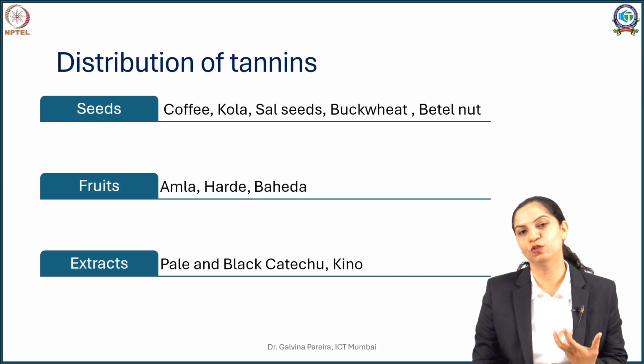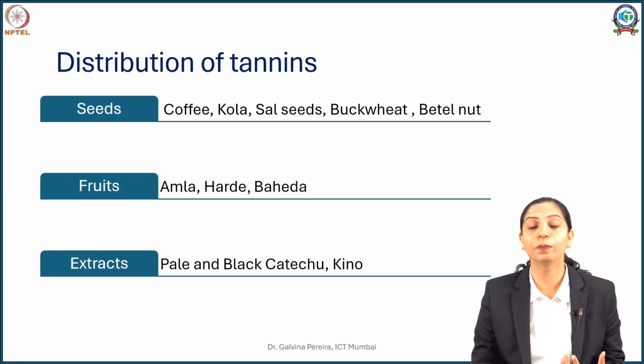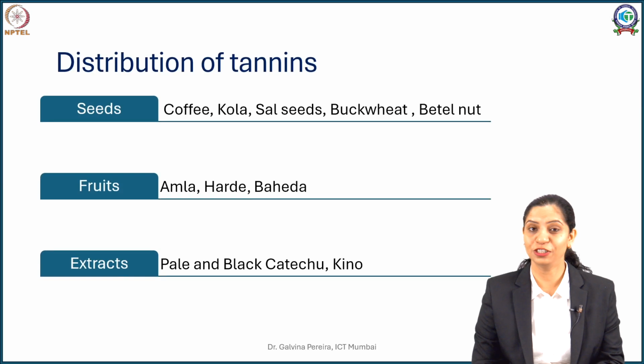When you drink coffee, you know it's astringent, it has a good pigment value. Cola. Now these cola seeds have also traditionally been used to prepare Coca-Cola. So those are cola nitida or cola seeds. Then you have your buckwheat, which is known as kuttu or kutti, or Fagopyrum esculentum. Your supari or betel nut are a few examples of seeds containing tannins.